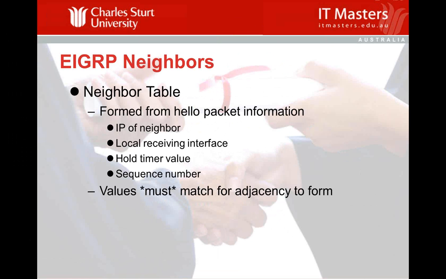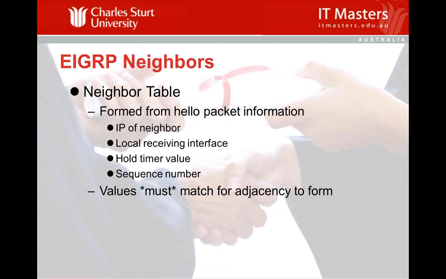Now, certain values must match for an adjacency to form, in terms of your K values and your IP address. When you put in your neighbors, we'll see how we configure this. The hold timer and the hello timers don't have to match, which is strange, but everything else must match, okay, and the autonomous system numbers must match. If the autonomous system numbers don't match in particular, you won't get anything happening. They'll just sit there and multicast to each other all day long, but nothing will happen.